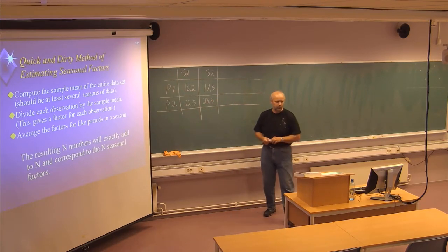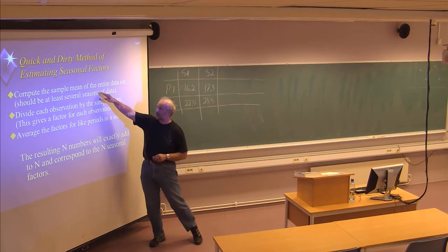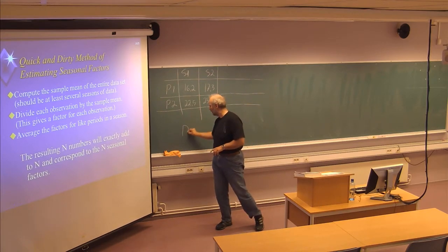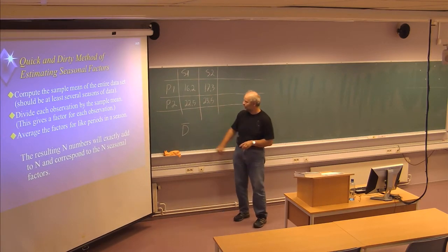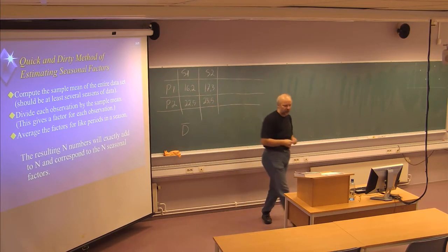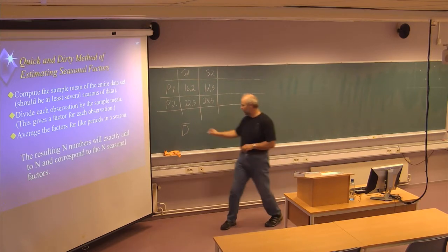Then let's first find the sample mean of the entire data set, the average D. The average of all these data points will be 19.875.